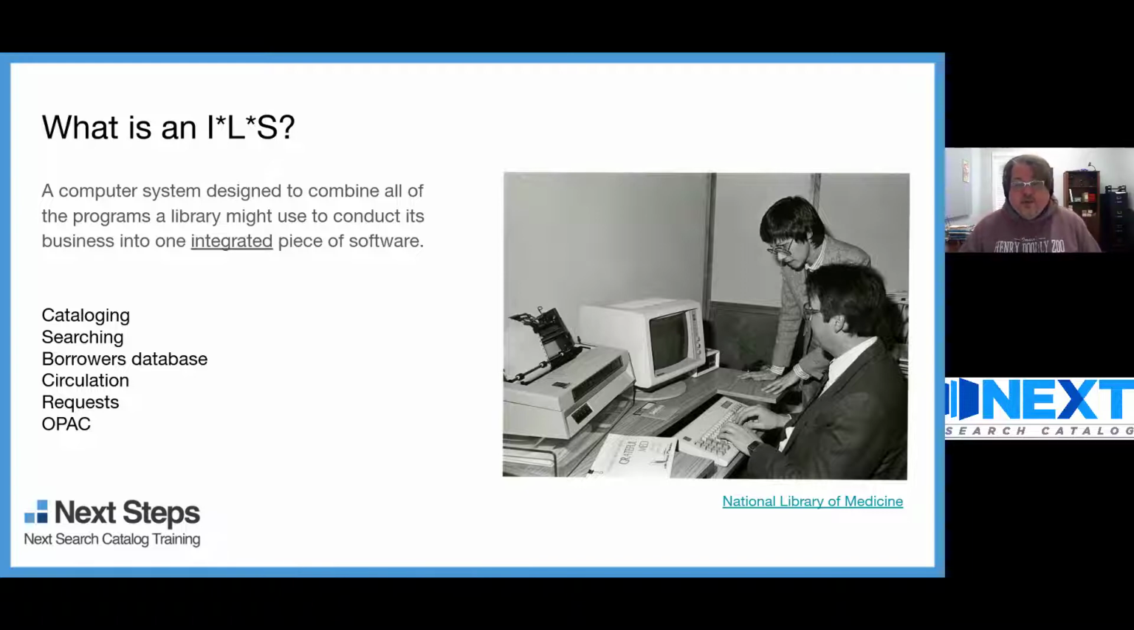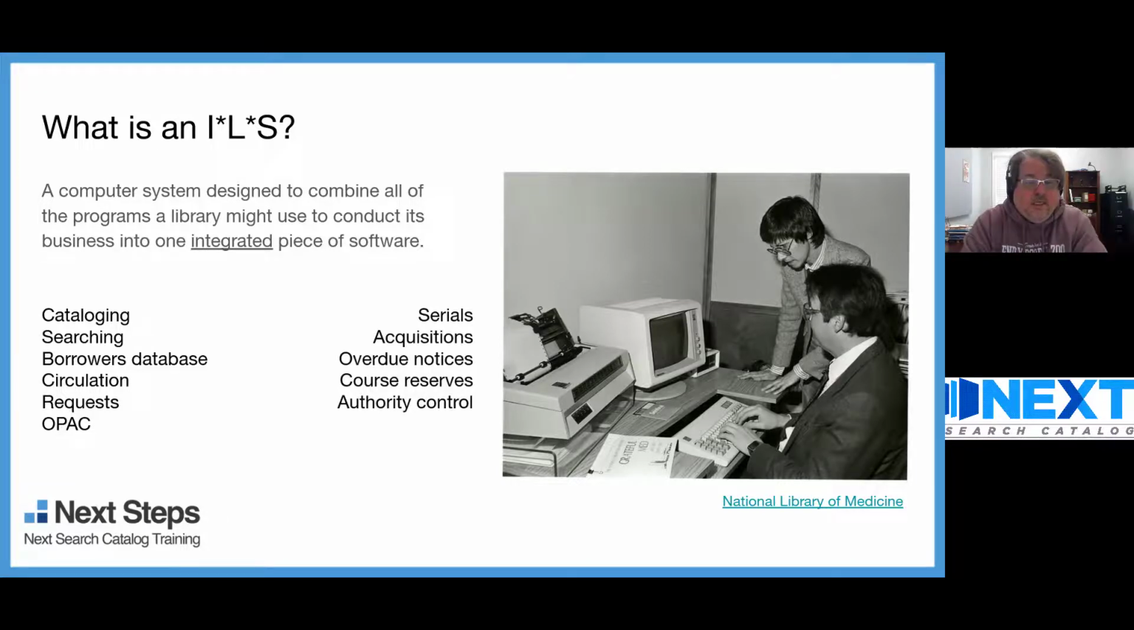But then there's some other components. These are the most common components. Other components that we have that we don't use so much are serials for managing subscriptions, acquisitions. We use that a tiny little bit, but not much. Overdue notices. Everybody uses that, but I'm the only one that has the ability to modify those in Next Search Catalog. Course reserves and authority control. Those are generally the basic components you find in most ILSs.